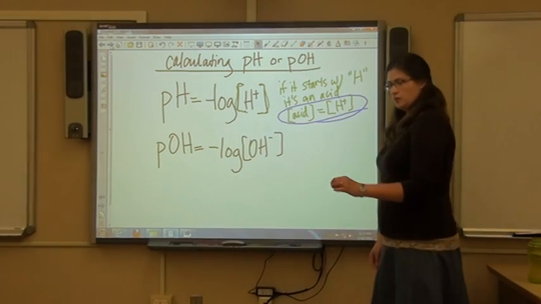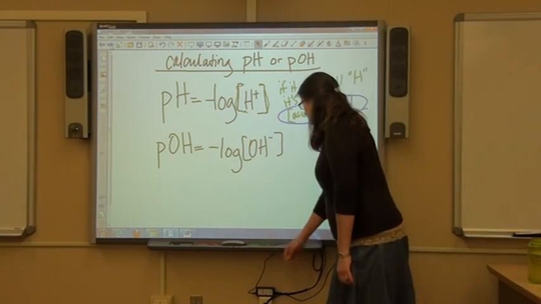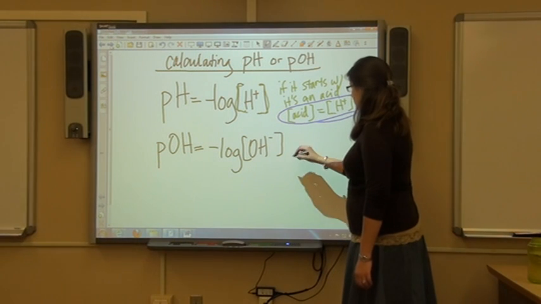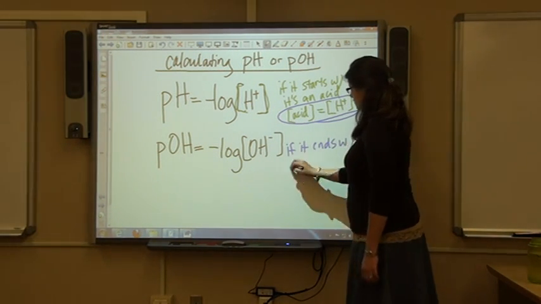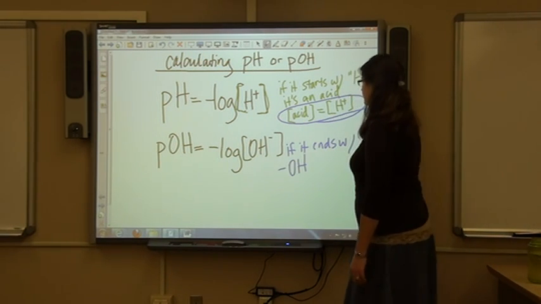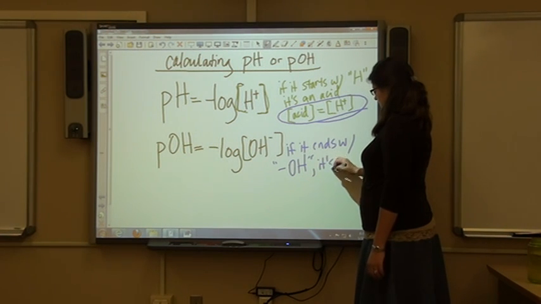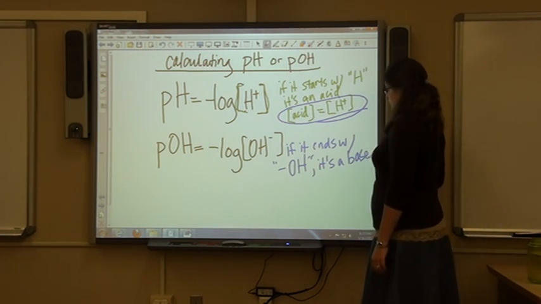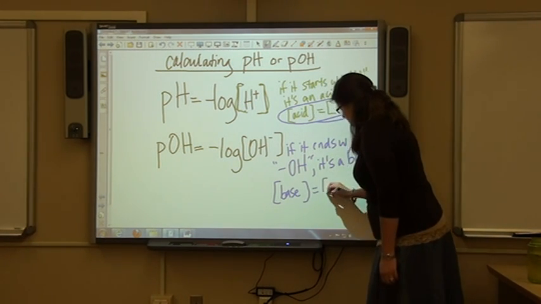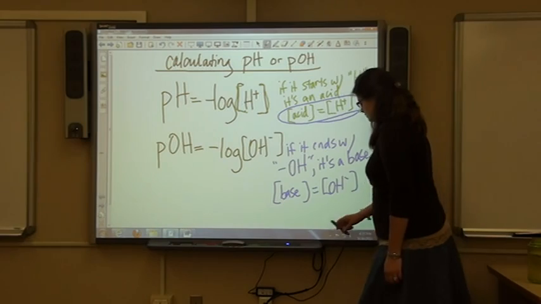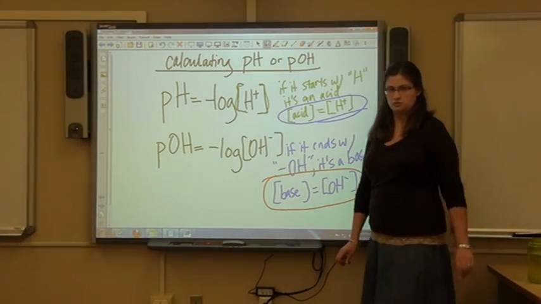To calculate pOH, we need to know the concentration of the OH ion in solution. And so in this case, if it ends with OH, it's a base, which means that the concentration of your base is equal to the concentration of the OH minus. Also something you need to highlight in your notes.